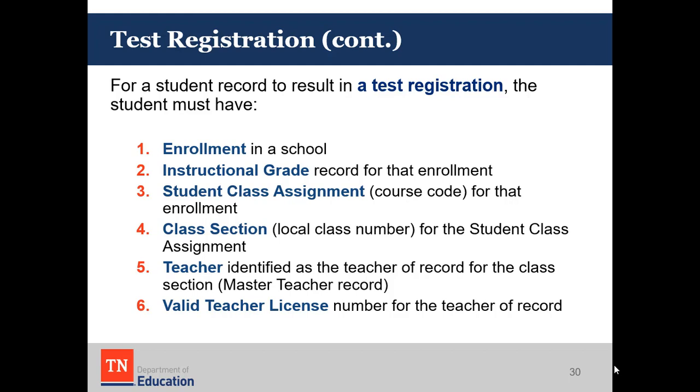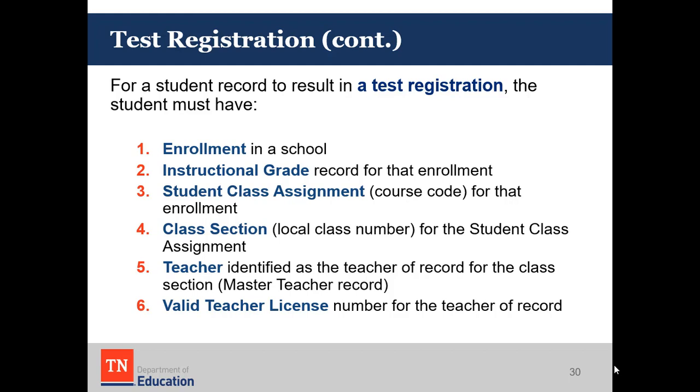For a student record to result in a test registration, which appears in Nextera and EdTools, the student must have the following 6 items. 1, an enrollment in a school. 2, an instructional grade record for that enrollment. 3, a student class assignment or course code for that enrollment. 4, class section or local class number for the student class assignment.